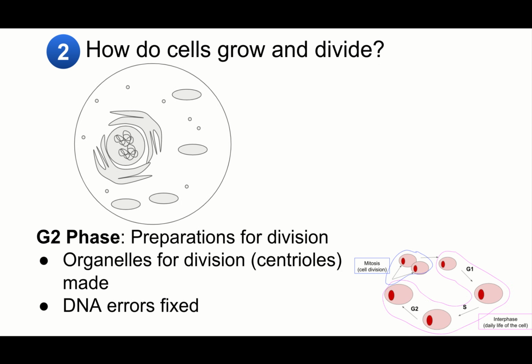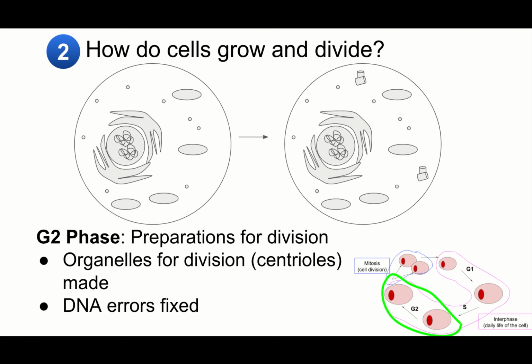And in fact, G2 phase, the next phase of our cell cycle, here it is, this green highlighted part of our cell cycle. This is where we fix those mistakes that we made during cell division. All right, so we start G2 phase with our big cell. Organelles have been duplicated, DNA has been duplicated, and G2 phase is where we prepare for division. During G2 phase, our organelles for division, which are called centrioles, will be made, and our DNA errors will be fixed. Those mistakes we made during DNA replication, we will fix those in G2 phase.